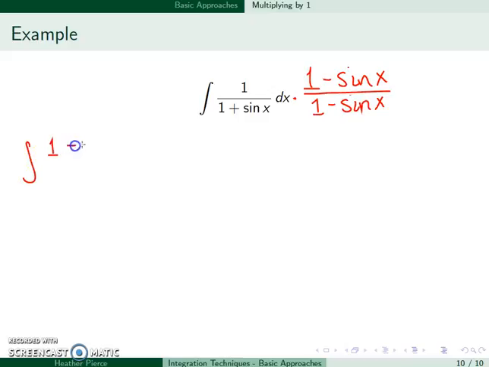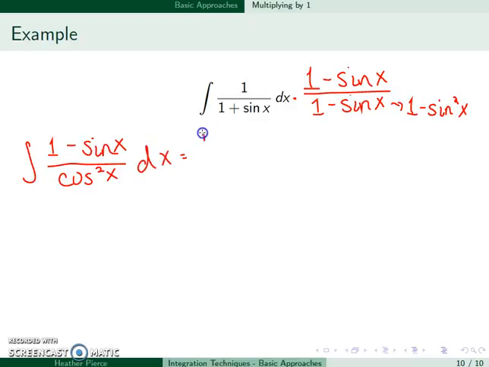This makes this the integral of 1 minus sine x over cosine squared x, since 1 plus sine x times 1 minus sine x is actually 1 minus sine squared x, which is just cosine squared. And then I can split this into the integral of 1 over cosine squared x minus the integral of sine x over cosine squared x.